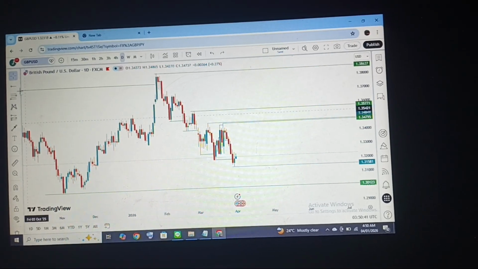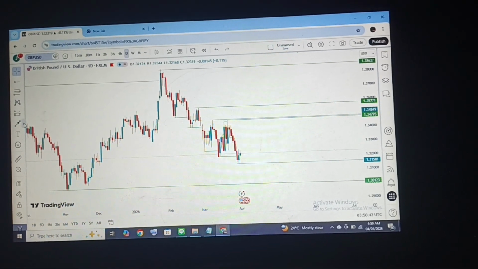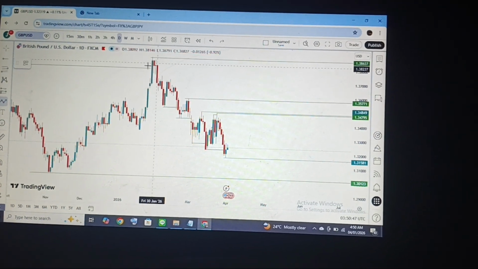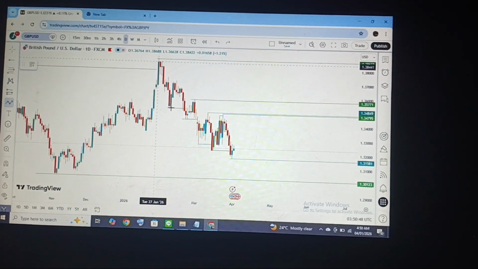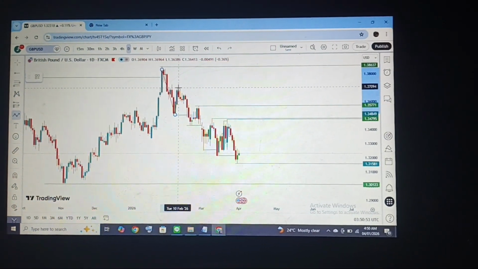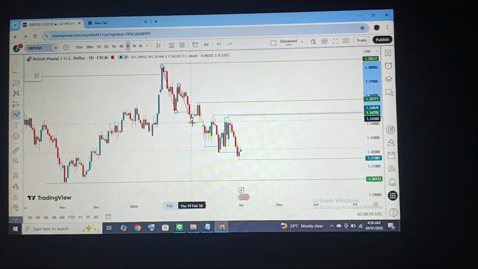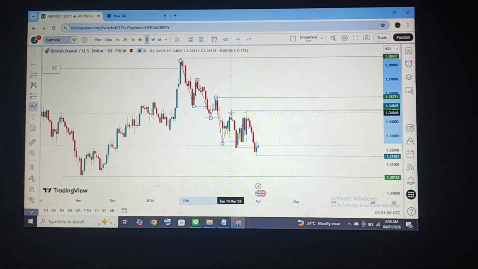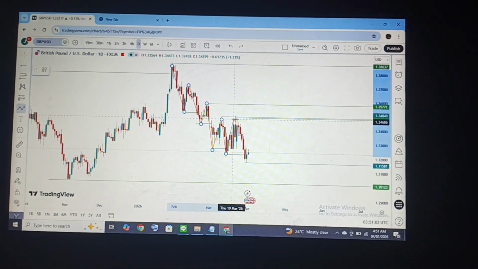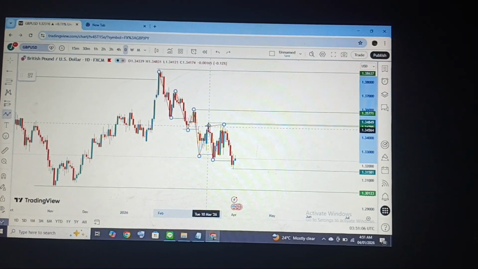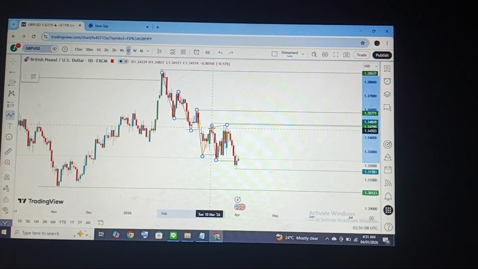If I carry out my markup here, what we are seeing is a structure that is being built, and we are seeing a down trending market. We are creating a sequence of structural lows and highs. We have the low here, we have a high here, we have a low here, we have a high here, we have a low here, and we have a high, almost making a relative equal high here, but it's still valid.